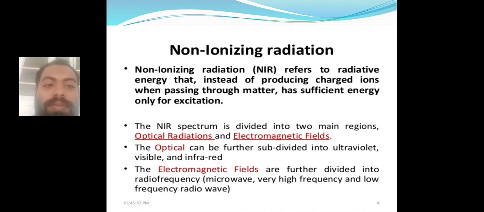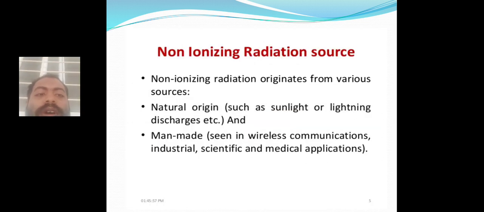The NIR spectrum is divided into two main regions, optical radiations and electromagnetic fields. The optical can be further subdivided into ultraviolet, visible and infrared rays. The electromagnetic fields are further divided into radio frequency, which includes microwave, very high frequency and very low radio wave. Non-ionizing radiation originates from various sources. It is first of natural origin, such as sunlight or electrical discharges, and man-made, which is seen in wireless communication, industries, scientific and medical applications.